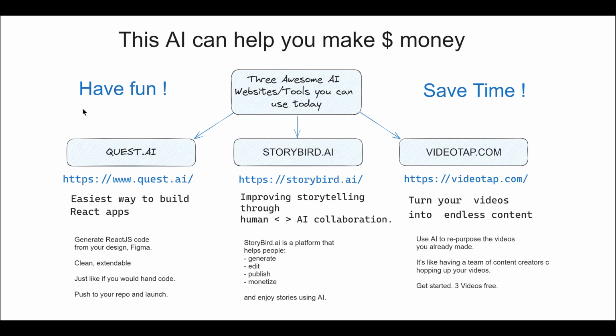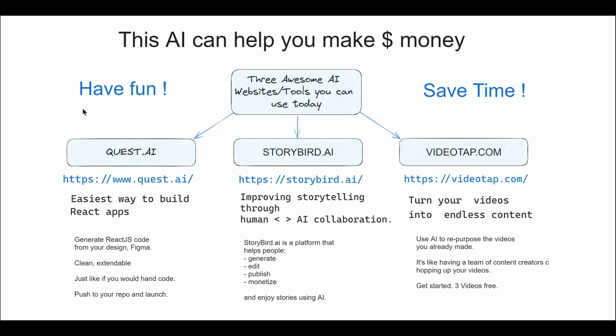One of them is called Quest.ai, and I've listed the URLs on the screen. Quest.ai is one of the easiest ways to build React applications. It generates React code from your design and from Figma. It's clean, extendable code, just like if you were to hand code it yourself. Can be production ready, and you can push to your repository and launch it. I've been experimenting with it a little and will be making more videos in the future about it. I will do a quick walkthrough of its capabilities.